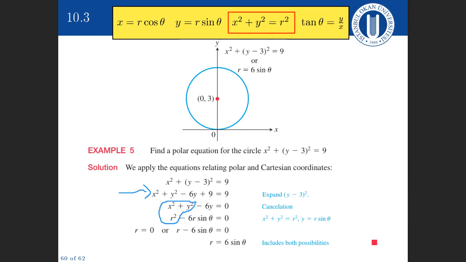And then what are we left with? We're left with minus 6y or minus 6r sine theta. Either r is equal to 0 or r minus 6 sine theta is equal to 0, but actually the second one includes the first one. So the answer is, this circle is the circle r is equal to 6 sine theta.